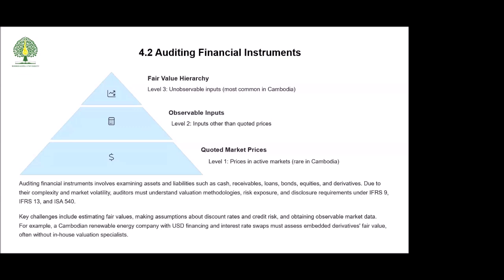The key challenges include estimating fair value. It has 3 levels for the role of fair value estimates and complex models. Level 1 is the quoted market price. Level 2 is observable inputs, and Level 3 is unobservable inputs. It involves making assumptions about discount rates and credit risk and obtaining observable market data. For example, a Cambodian renewable energy company with USD financing and an interest rate swap must assess embedded derivatives and fair value, often without in-house valuation specialists.